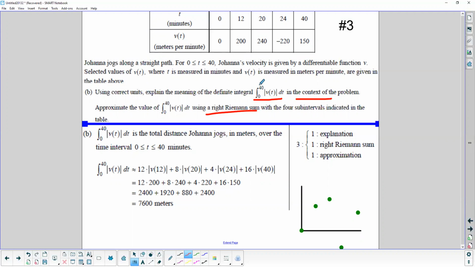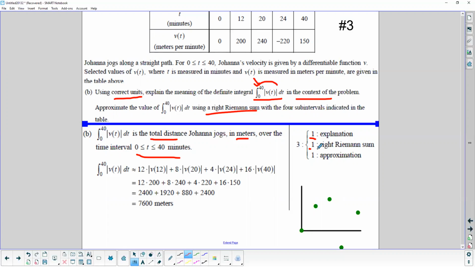Anytime you do an integral of velocity, if the absolute value is not present, it's displacement. But since the absolute value is present, then it's total distance. So for the exclamation point, you need total distance. You also need meters because it says using correct units. So somewhere in your problem, you had to have said meters for this part. And you also need it over the time interval 0 to 40, because that integral is not 0 to 20, it's 0 to 40. So that does make a difference in your understanding of what that integral means.